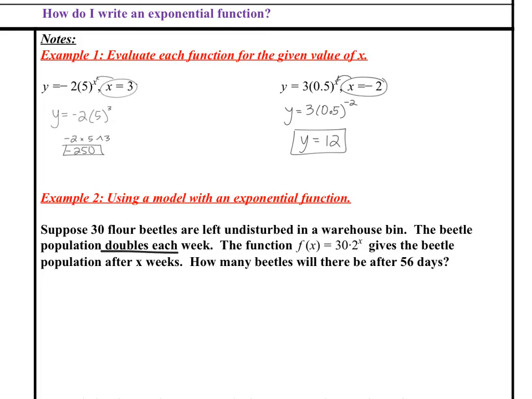Doubles each week, which is why it's multiplying by 2. There's your function, 30 times 2 to the x, which gives the beetle population after x weeks. How many beetles will be there after 56 days? You cannot put 56 for x. Why not? What does x stand for? Weeks. So you can't put 56 days in for where it's supposed to be weeks.